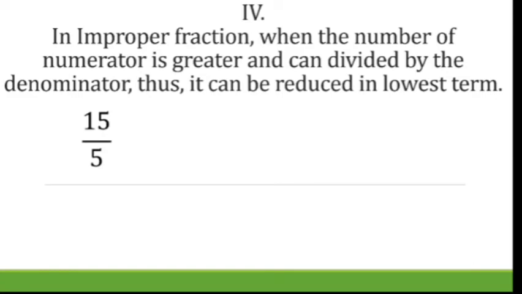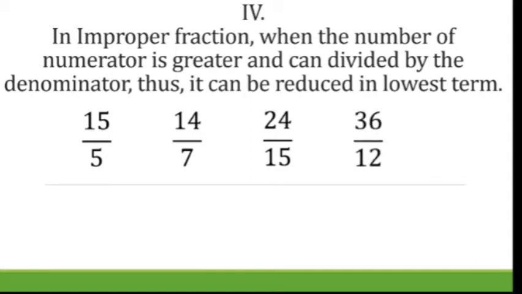So, yung dalawang number niya, pwede natin siyang i-simplify, no? Pwede natin i-divide both sides by 5. 14 over 7, 24 over 15, and lastly, 36 over 12. So, nakita natin mga improper fraction yan. So, yan yung mga tips para malaman natin kung yung fractions ba ay pwede nating i-reduce in lowest term or pwede ba nating i-simplify. So, now we proceed in fractions to lowest term.